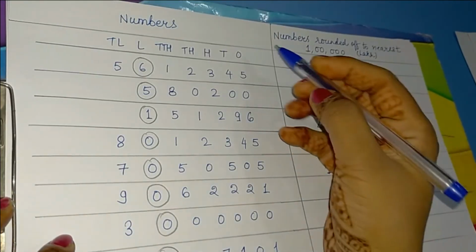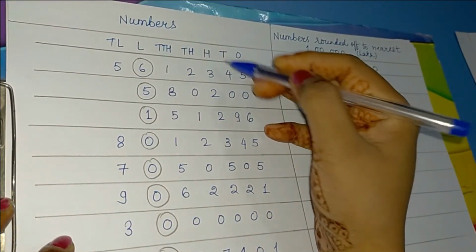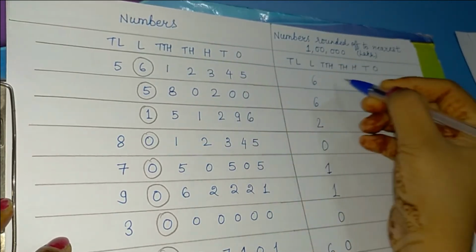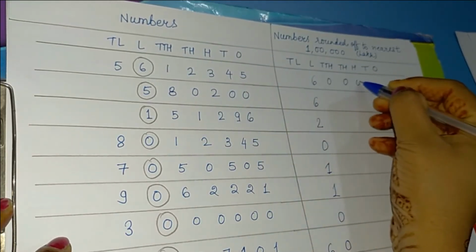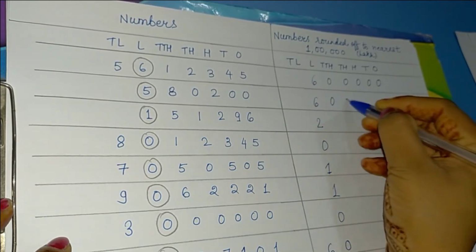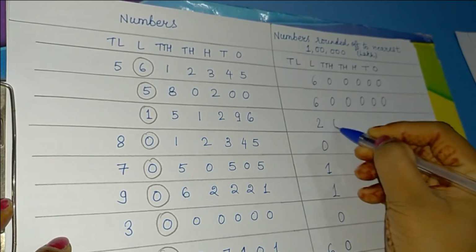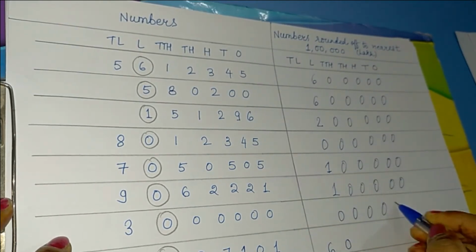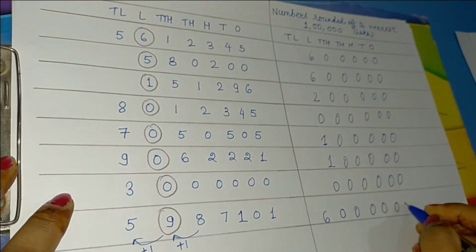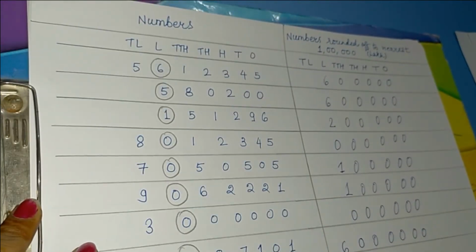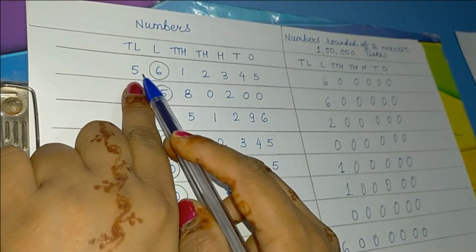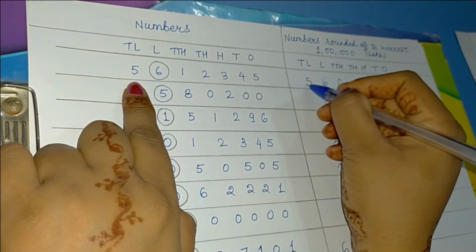According to step 4, we need to replace the ones, tens, 100, 1,000 and 10,000 digits by 0. So we will make all 5 digits 0. So here I am writing 5 zeros like this. Now next we need to copy the remaining digits as they are. So in the first number we are pending with 5. So we will copy this 5 as it is.